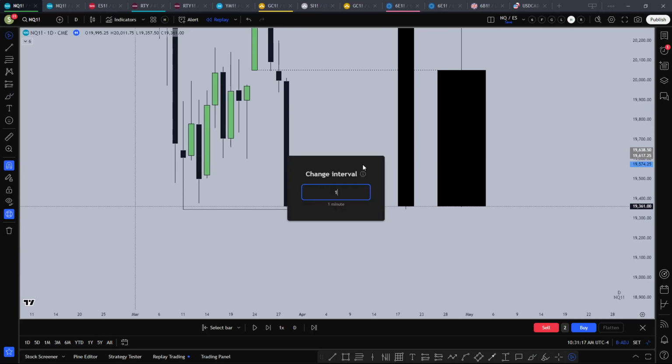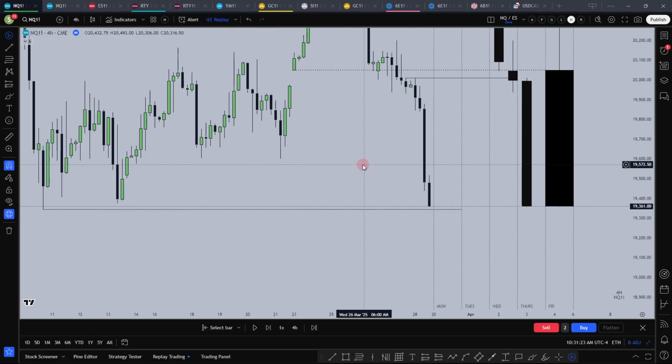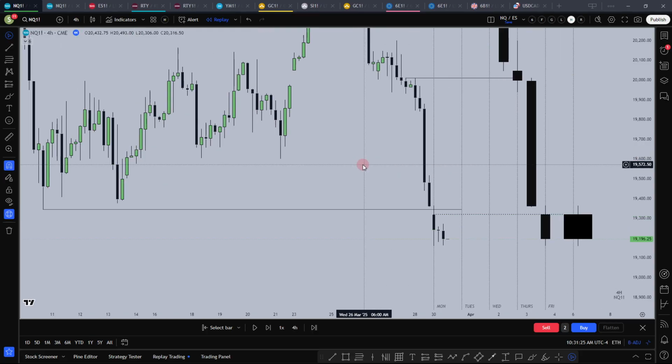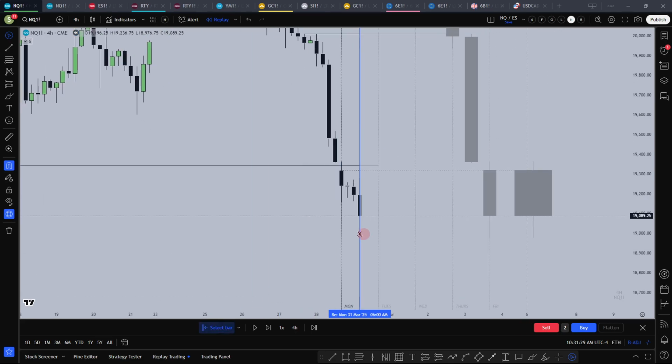Okay, let's head on to Monday's price action. Monday directly goes and hits it.